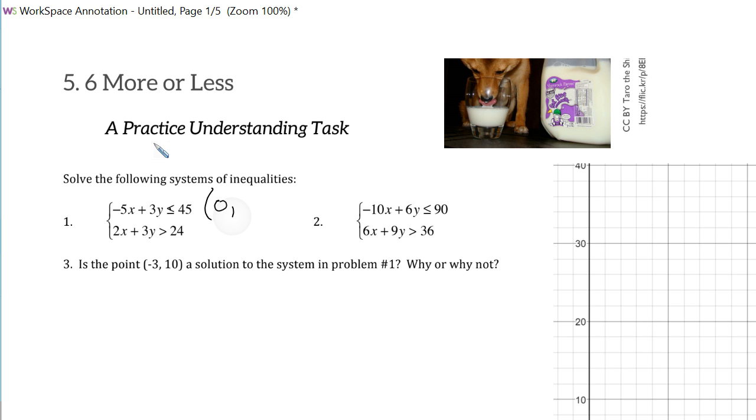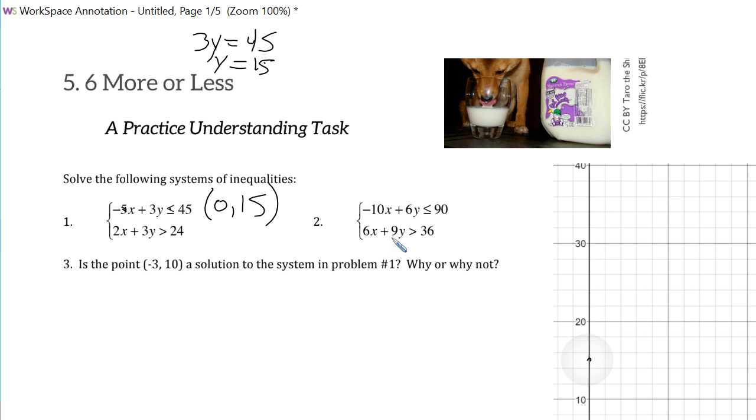Here I've put a 0 in for x. So 5 times 0 is 0. So then you get 3y equals 45. Divide each side by 3, and you get y is 15. So we know that the point 0, 15 is going to appear on this graph.